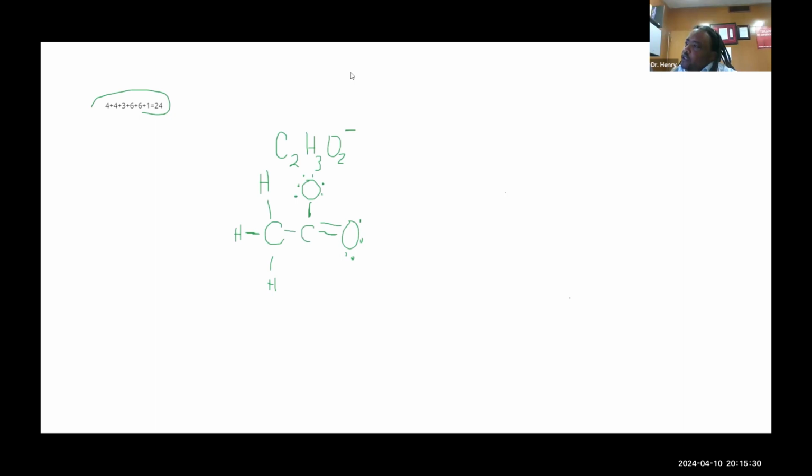Okay, so now that's 2, 4, 6, 8 around this oxygen here. That's 2, 4, 6, 8 around this carbon. That's 2, 4, 6, 8 around that oxygen. That's 2, 4, 6, 8 around this carbon. And that's 2 around this hydrogen, 2 around this hydrogen, and 2 around this hydrogen. And then, since it's a negative charge, we'll have to bracket it and put a minus. Okay?